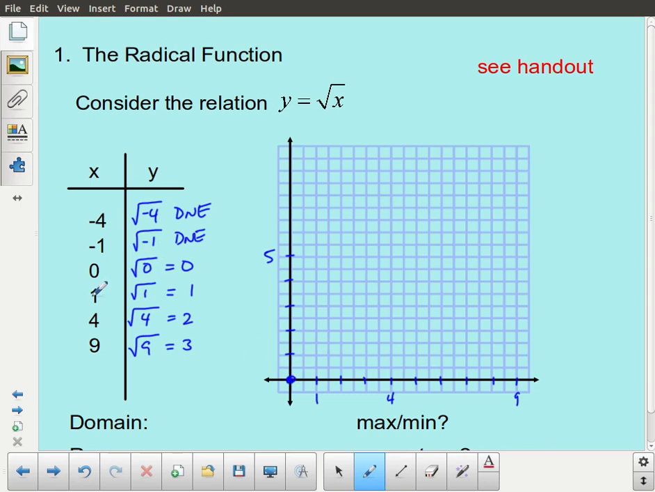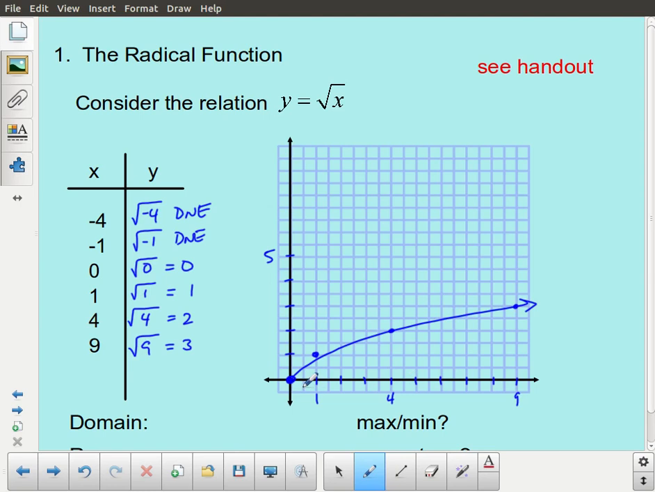We have the point x equals 1, y equals 1. So that's the point (1, 1). We have the point (4, 2). So 4 and then up 2. And (9, 3). 9 and up 1, 2, 3. And if we do our best to draw a smooth curve for this, we end up with something like that.